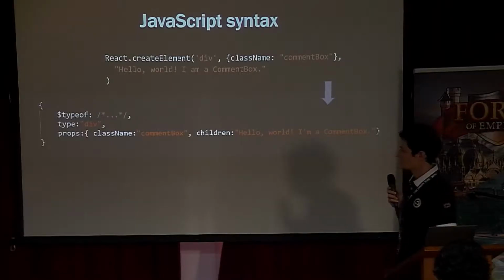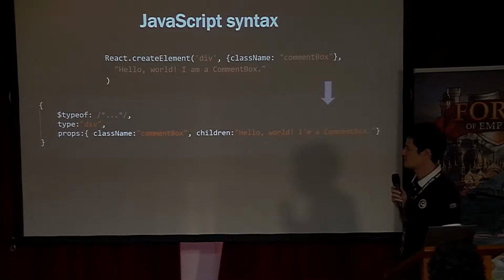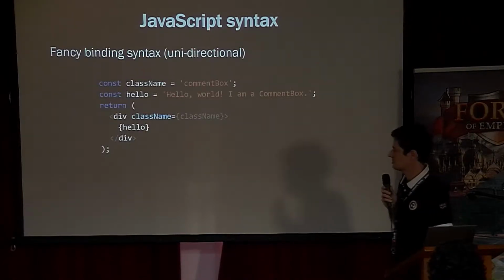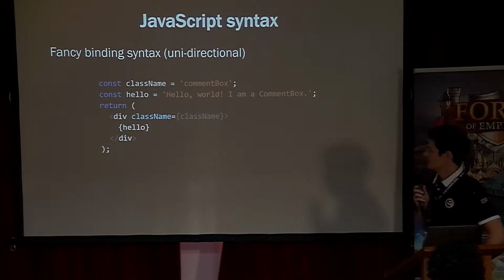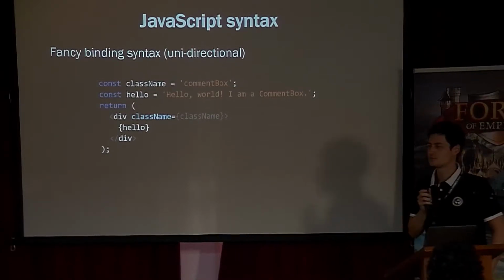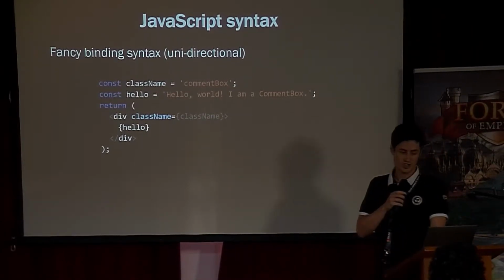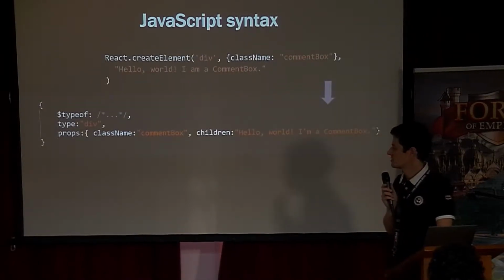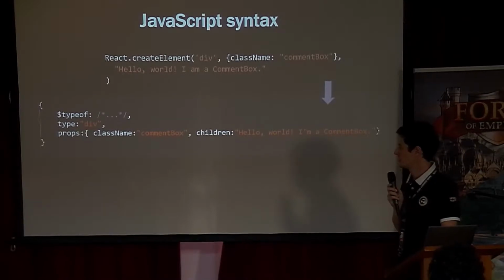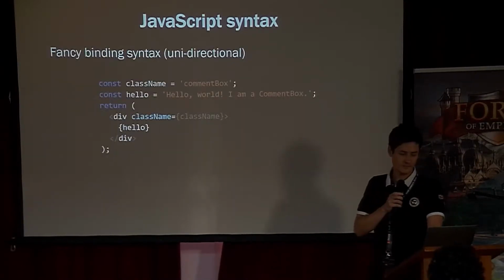So there is a binding syntax. You can use a class name. If you remember the code, the string literal for class name could be a variable, and that's what we do. We just use the curly brackets to pull in a variable, and that is just generated as having the variable literally instead of the class name string, and a variable instead of the children text.